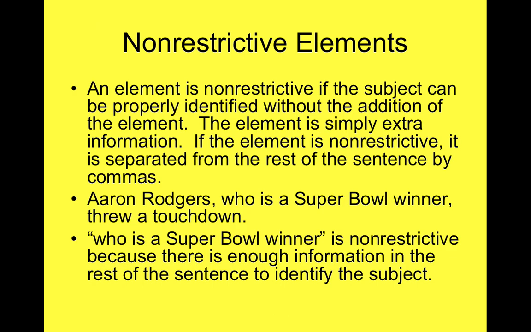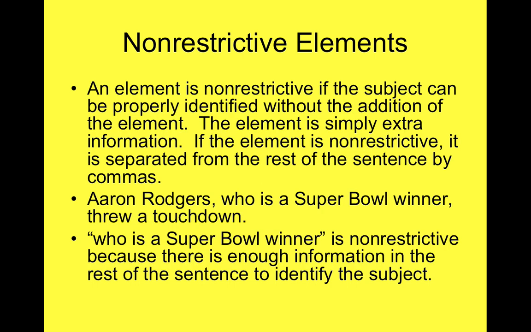With non-restrictive elements, an element is non-restrictive if the subject can be properly identified without the addition of whatever this modifying element is. The modifying element, that is the phrase, the clause, the group of words, is simply extra information. If the element is non-restrictive, then we separate it from the rest of the sentence by commas. So if you can understand which subject we're talking about specifically without the addition of that element, you set that element off with commas because it is extra unnecessary information.